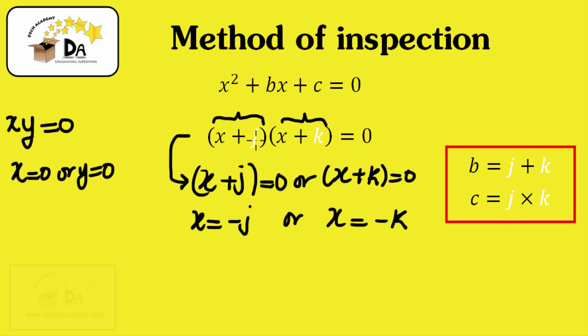What is j and what is k? You know that x is a variable of the quadratic equation, but what's j, what's k? Well, j and k are numbers such that the sum of j and k gives b, which is the coefficient of x in the quadratic equation being solved, and the product of j and k gives c, which is the constant term in the quadratic equation being solved. So that's the method of inspection. The hardest part of the method of inspection is determining the values of j and k, and that's what's going to be visited next.